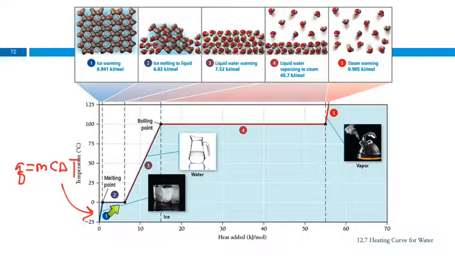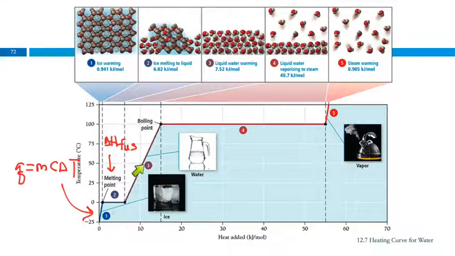Here we've got the temperature flattening out. This is where the ice is melting, and this relationship is described with the heat of fusion, delta H fusion. If we know how many moles of ice we have, we can use the heat of fusion to calculate the amount of energy needed to melt that.